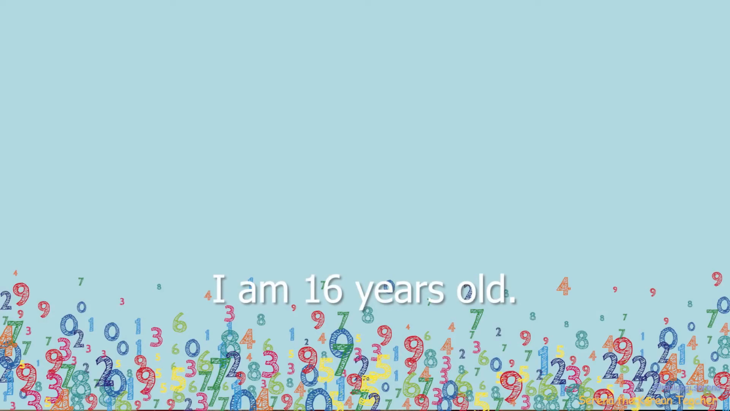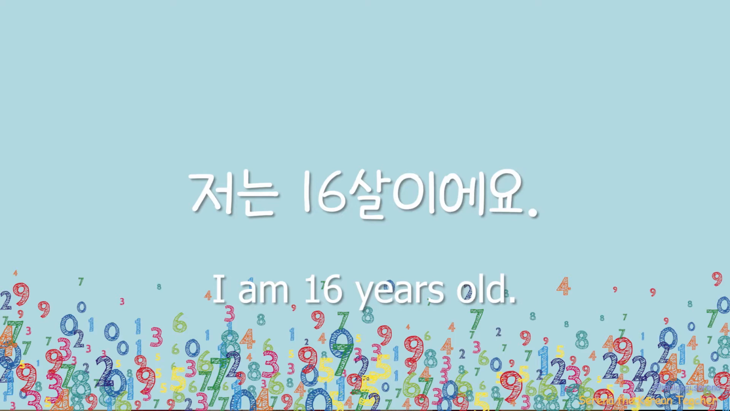Let's try to say my age. Let's make a sentence with it. I am 16 years old. How do we say it? We need to put a subject first. 저는, and then 16 years old. 16살, and there's a bottom consonant, don't forget that. Then the be verb. 저는 16살이에요.